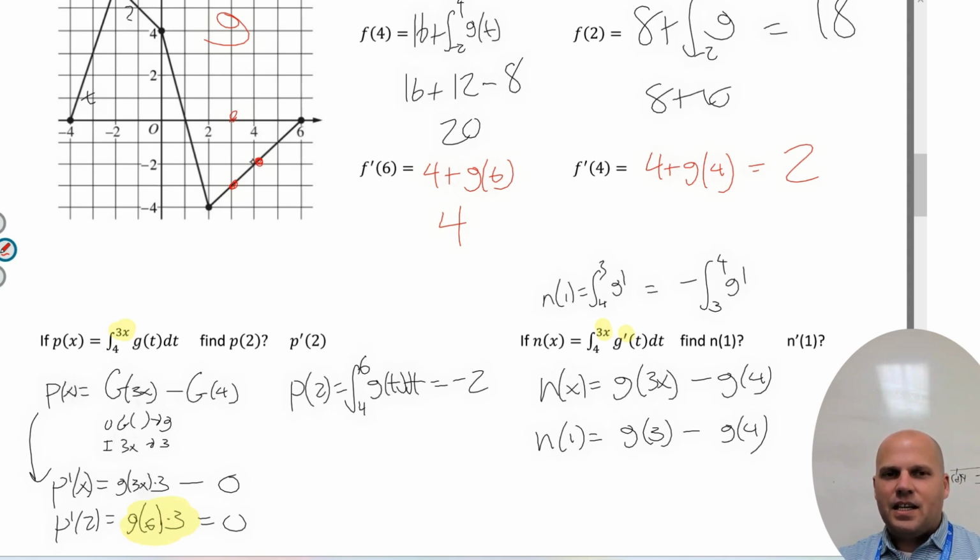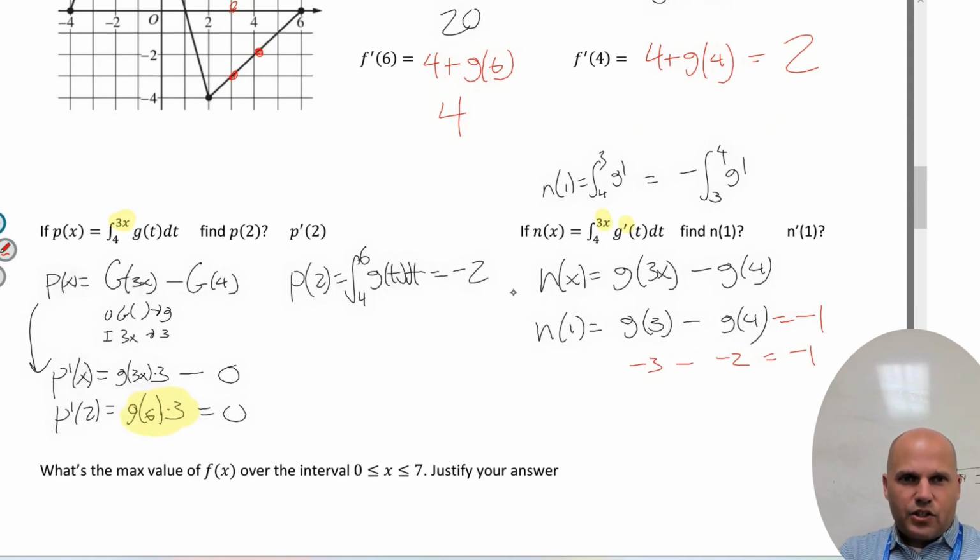From 3 to 4, I increase 1. From 4 to 3, I'm going to decrease 1. Or you could just do the math. This is -3 minus -2, and you get -1. Now, what about the derivative?